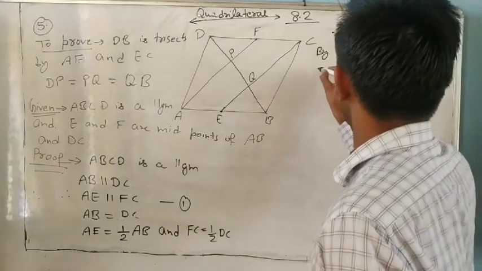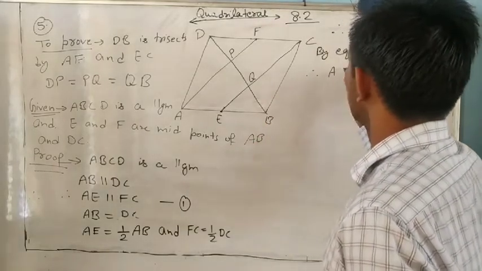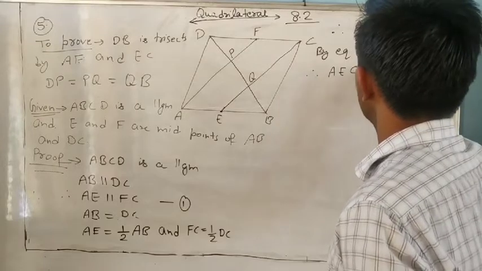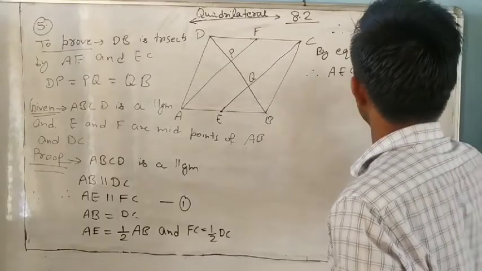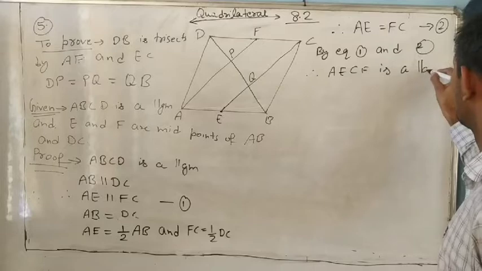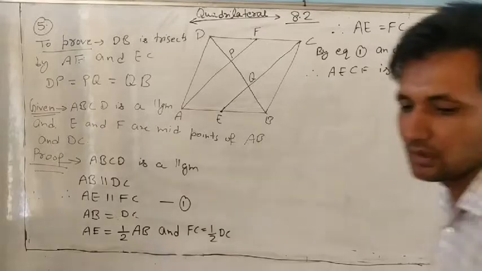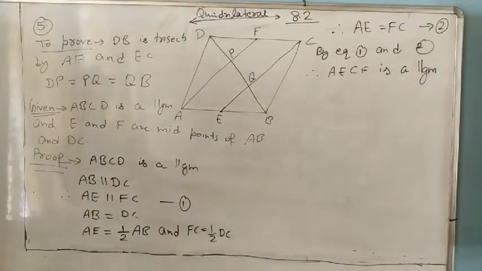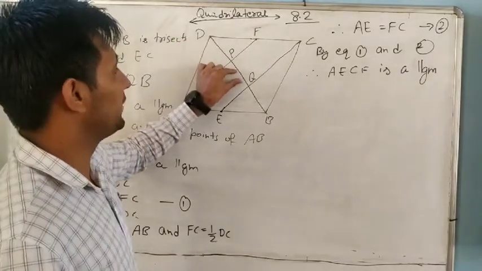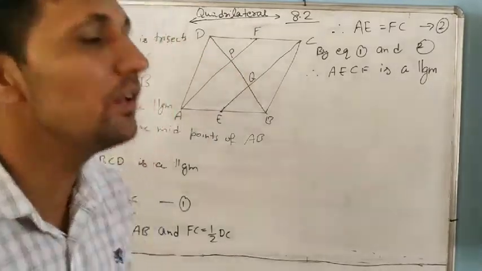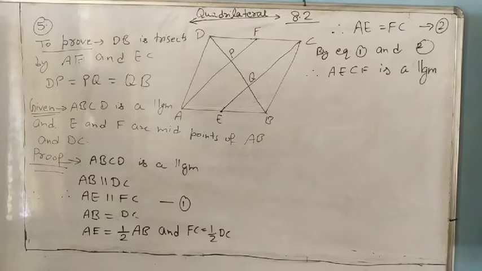Therefore, AECF is a parallelogram. Do you understand it? But this one we don't need to prove; we want to prove only DP, PQ and QB. Now we will observe; we will take two triangles, okay?